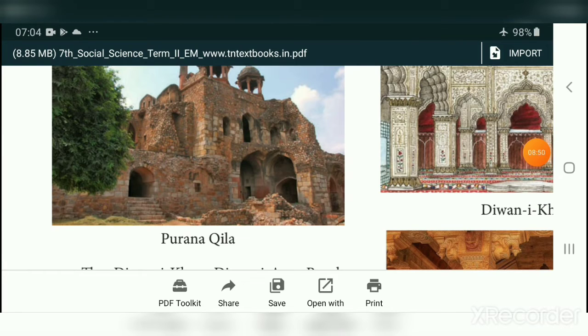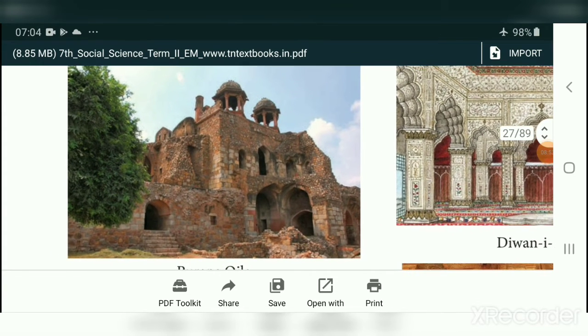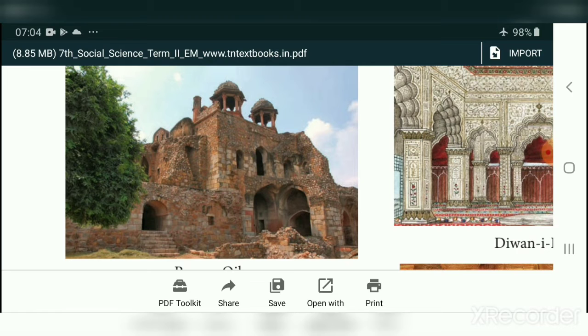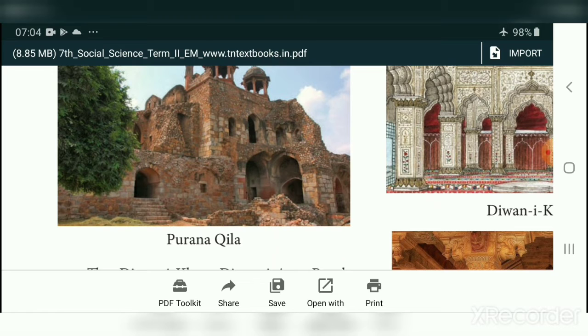Students, see this. This is Purana Quilla. It was built by Sher Shah Sur. Already in this place, Dinipana, that was built by Humayun, was destroyed by Sher Shah, and he built this Purana Quilla.